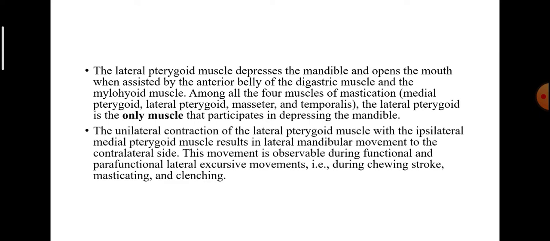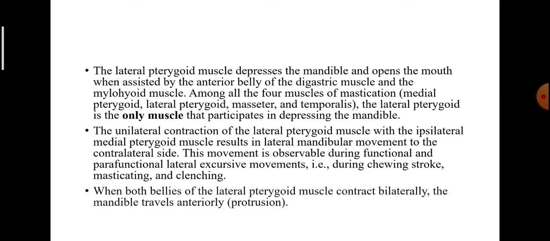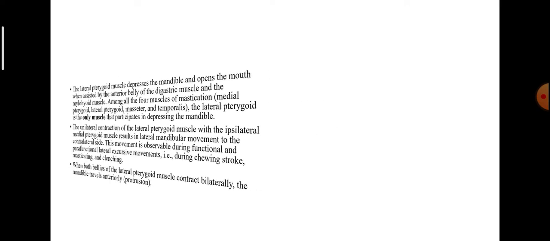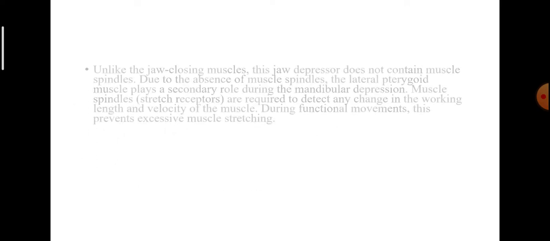The unilateral contraction of the lateral pterygoid muscle with the ipsilateral medial pterygoid results in lateral mandibular movement to the contralateral side. This movement is observable during functional and parafunctional lateral excursive movements, that is, during chewing, mastication, and clenching. When both bellies of the lateral pterygoid muscle contract bilaterally, the mandible travels anteriorly, namely protrusion.